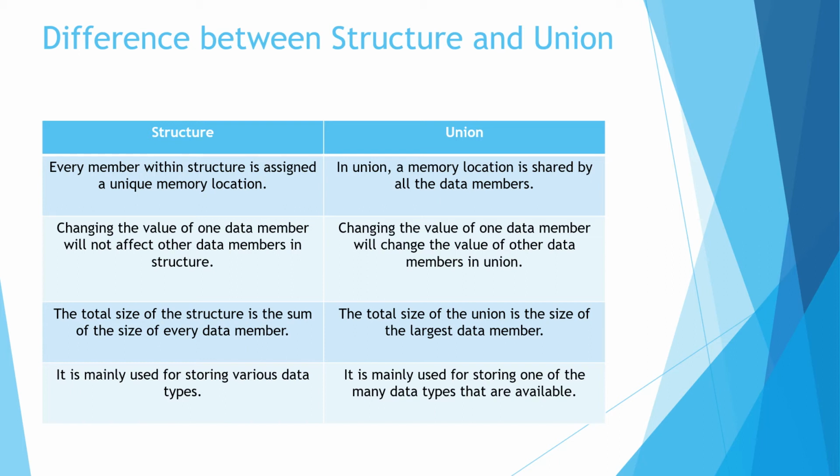Now structure is mainly used for storing various data types, and union is used for storing one of the many data types that are available. That means when we want to access only one member out of many at a time, then we will use union.